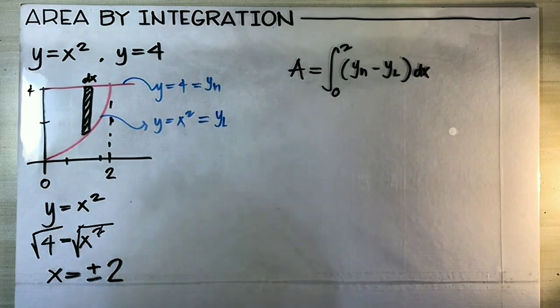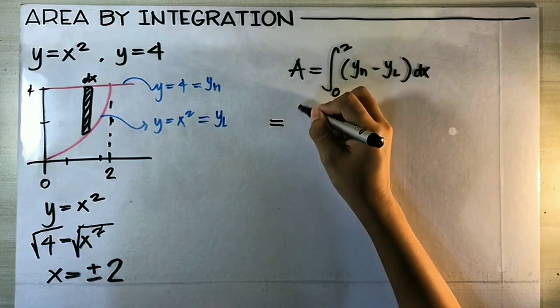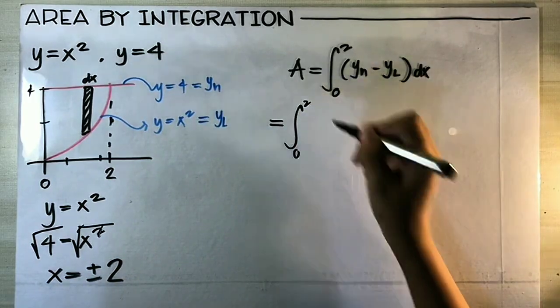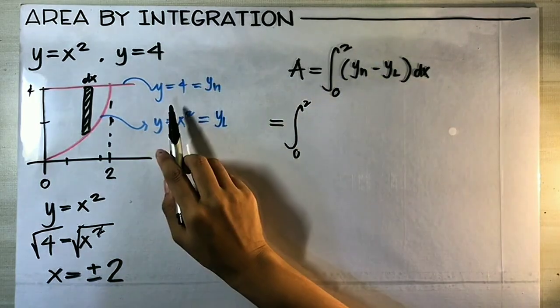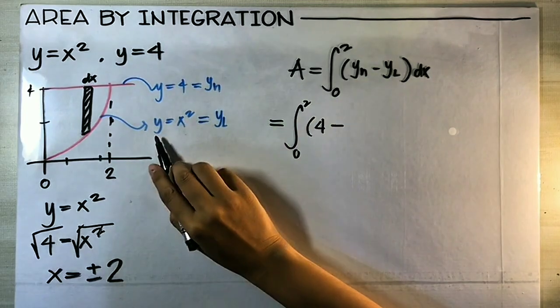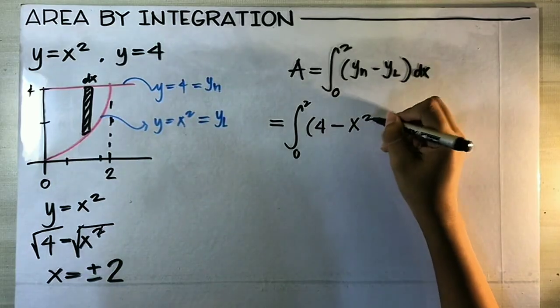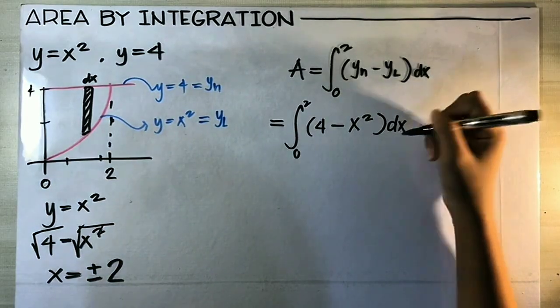So now let's put our values. So integral from 0 to 2. So our y high is 4. So it's 4 minus y low, which is equal to x squared. So x squared dx.